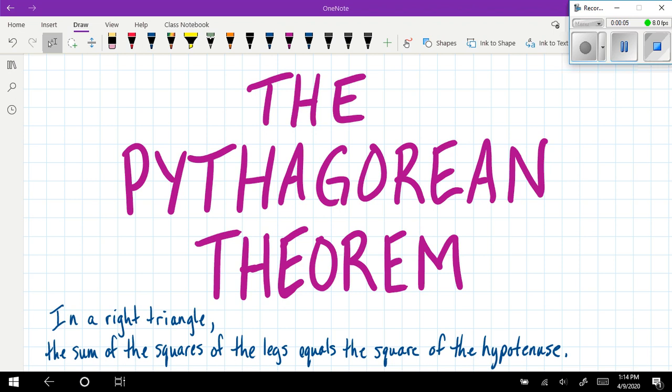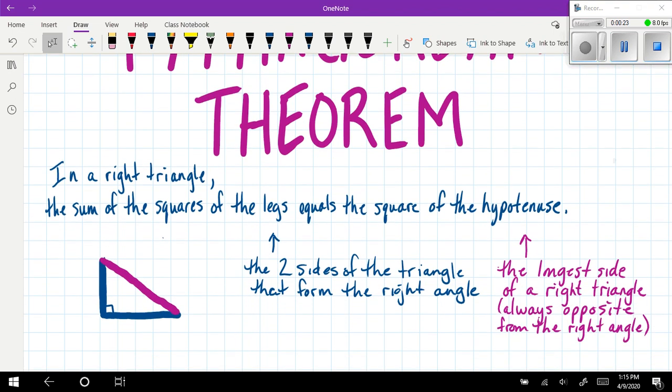Today we are going to take a look at the Pythagorean Theorem, which states that in a right triangle, the sum of the squares of the legs equals the square of the hypotenuse. So we have to tend to a couple of vocabulary words here for a minute. What are the legs and what is the hypotenuse of a right triangle? Let's take a peek here.